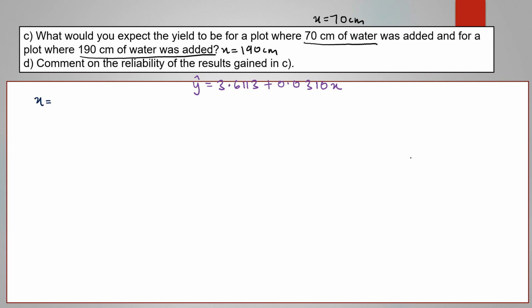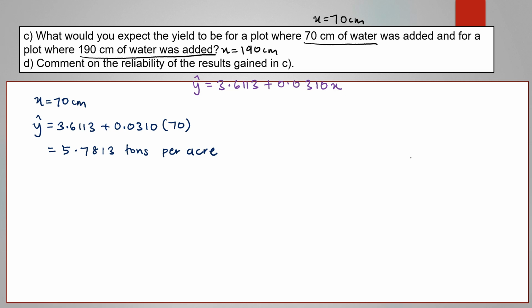First, let's do x equals 70 cm. For x equals 70 cm, just substitute x into the linear regression line. Y hat is equal to 3.6113 plus 0.0310 times 70. Just press your calculator correctly and you will get the value for x equals 70 cm, which is 5.7813 tons per acre.